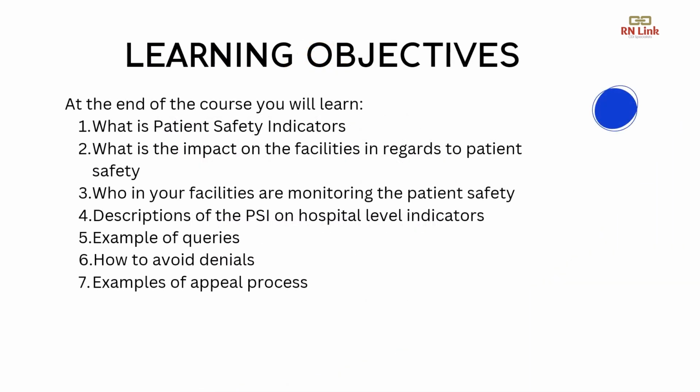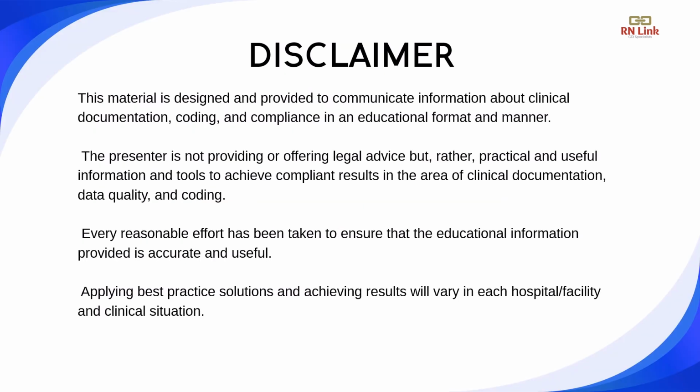Learning objectives. At the end of the course you will learn: what are patient safety indicators? What is the impact on the facilities in regards to patient safety? Who in your facilities is monitoring patient safety? Descriptions of the PSI hospital-level indicators. Examples of queries. How to avoid denials. Examples of the appeal process.